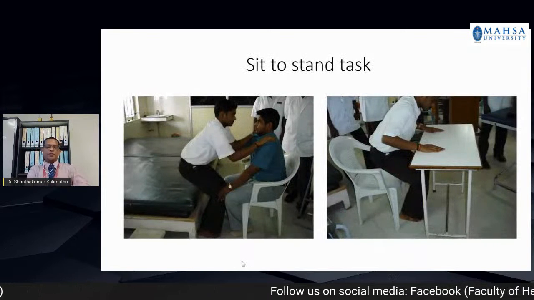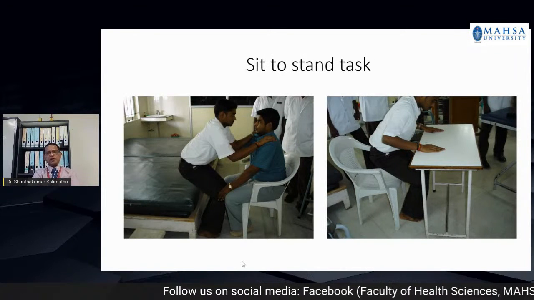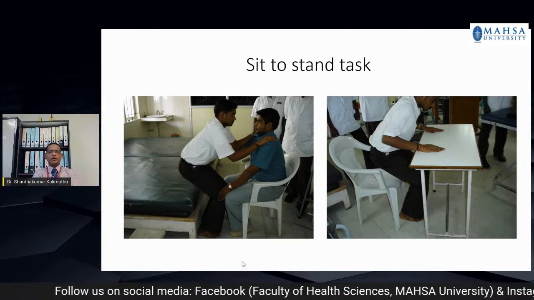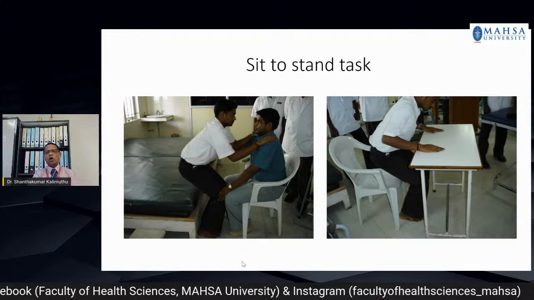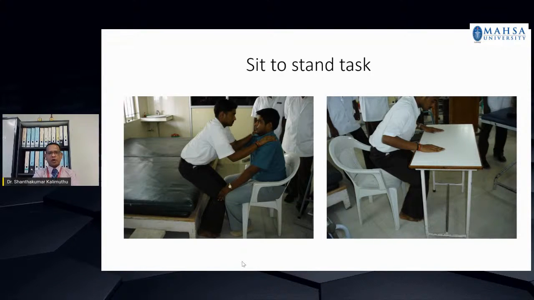So how can you encourage a person? This can be started in the intensive care unit itself, if the neurologist is ready to refer the patient. Or you can wait for 1 or 2 days, and then you can take the patient to the neuro ward, and you can start the sit to stand task at the neuro ward.